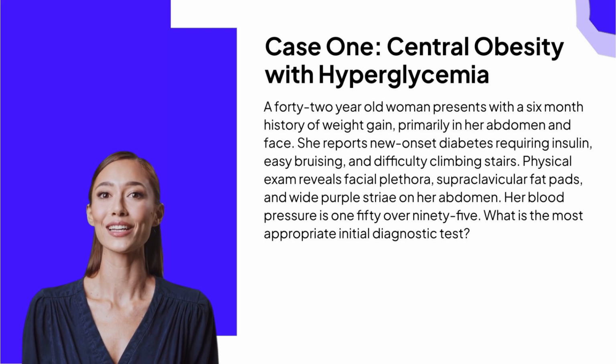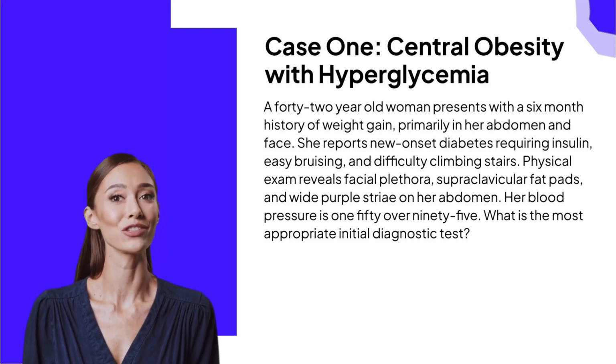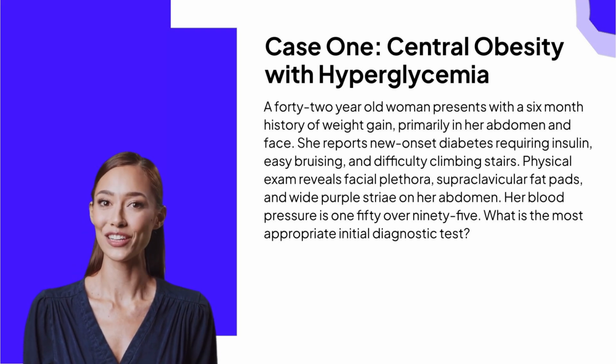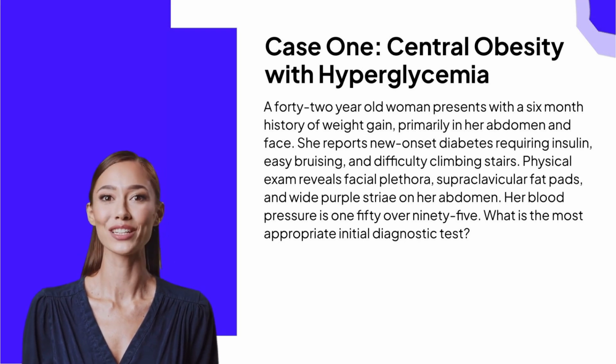Read this stem carefully. This is your classic Cushing syndrome presentation. The key buzzwords are central obesity with facial and abdominal distribution, new onset diabetes, easy bruising which suggests skin fragility, and difficulty climbing stairs indicating proximal muscle weakness. The physical exam findings seal the deal. Facial plethora, supraclavicular fat pads, which is essentially a buffalo hump, and wide purple striae.